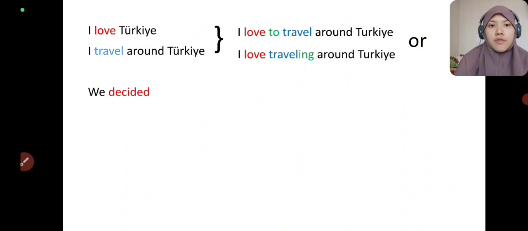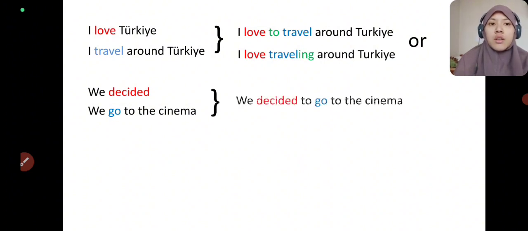Next, we have another example. We decided. Then we go to cinema. So I want to combine two sentences together. I use the to infinitive. So we decided to go to cinema. But we cannot say we decided going to the cinema. Why? I'm gonna explain to you later.